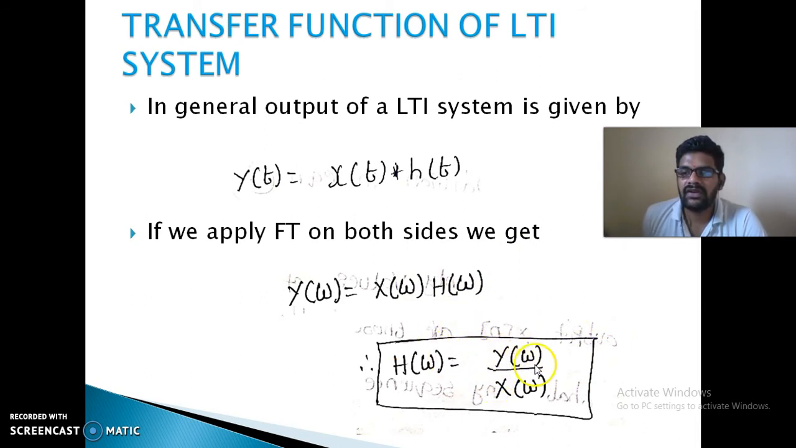What will a transfer function give? The transfer function will give the spectral properties of a system. h of t gives the time domain response or transient properties of a system, whereas h of omega gives the harmonic or frequency spectral properties of a system.